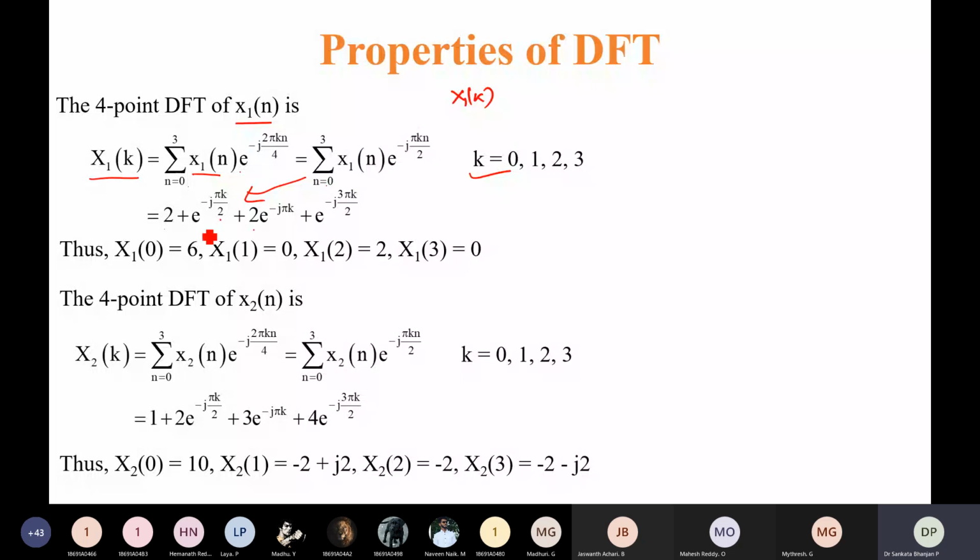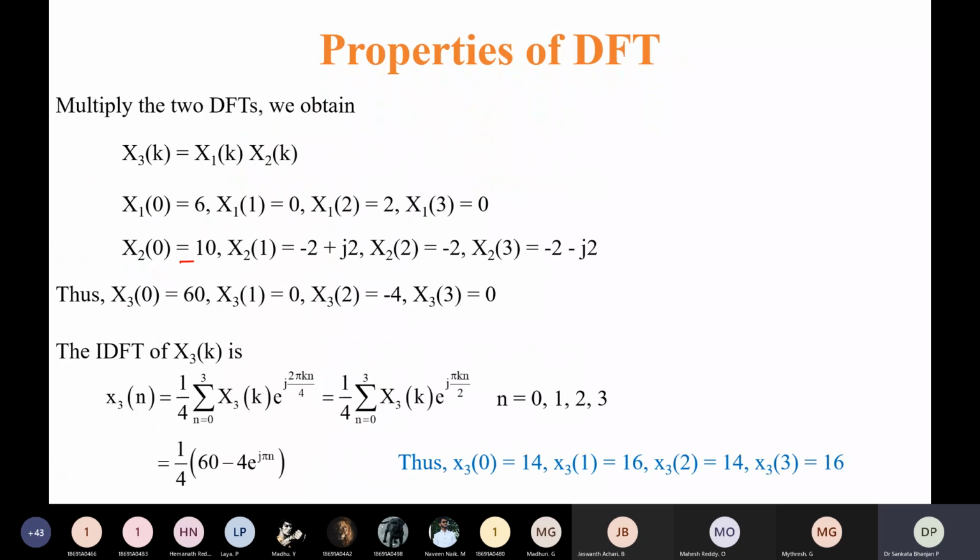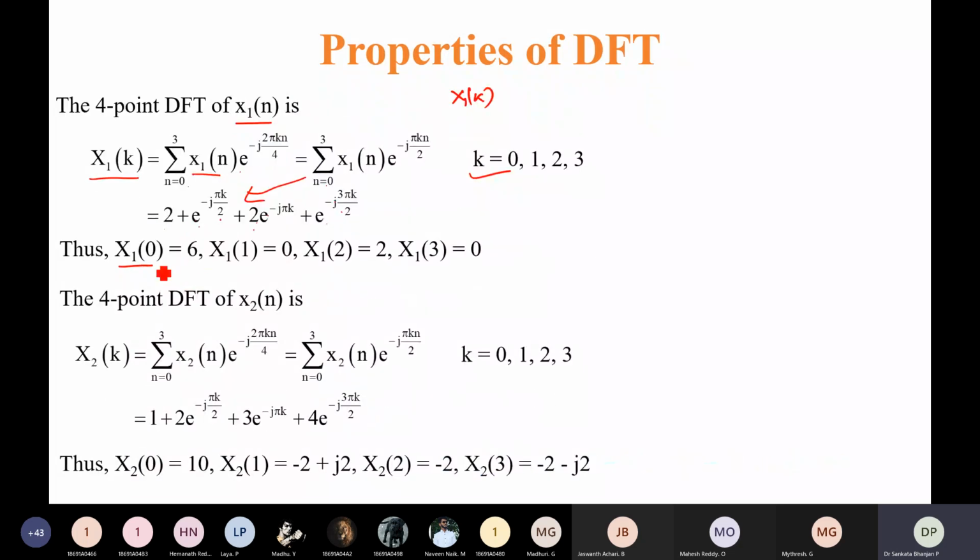Now, 2 plus e to the minus j pi k by 2 plus 2 into e to the minus j pi k plus e to the power minus j 3 pi k by 2. First you substitute k is equal to 0, you will get x1 of 0. So k is equal to 0 means this is 1, this is 1, this is 1. So 2 plus 1 is 3, then 2, so we get 6. So x1 of 0 is equal to 6. Clear?